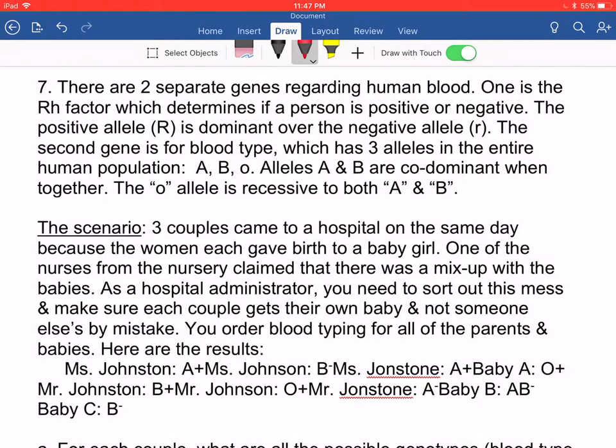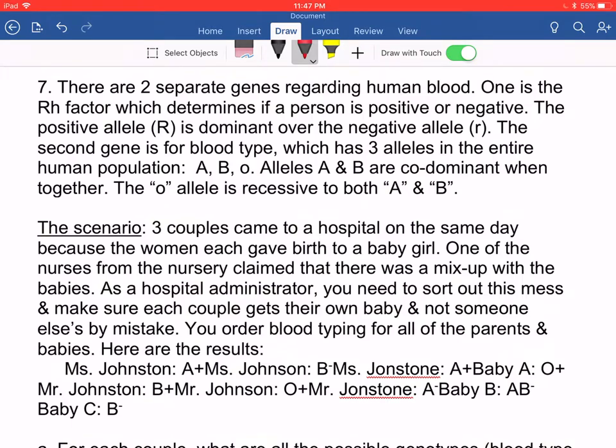Let's take a look at this next question regarding the human blood type. There are two separate genes regarding human blood. One is the Rh factor, which determines if a person is positive or negative. So there's only two conditions for that. The positive allele, big R, is dominant over the negative allele, little r.